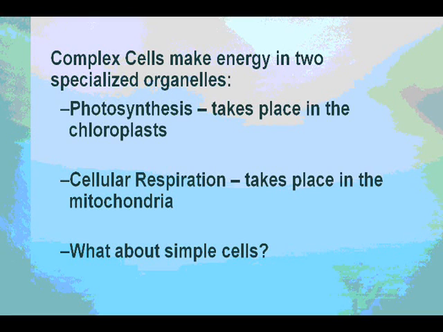There are some simple cells, prokaryotic cells, that can also do photosynthesis and cellular respiration. This does not take place in chloroplasts or mitochondria, but in the cytoplasm or along the cell membrane of the cell. Because they are prokaryotic cells, they do not have chloroplasts or mitochondria, as those are membrane-bound organelles.